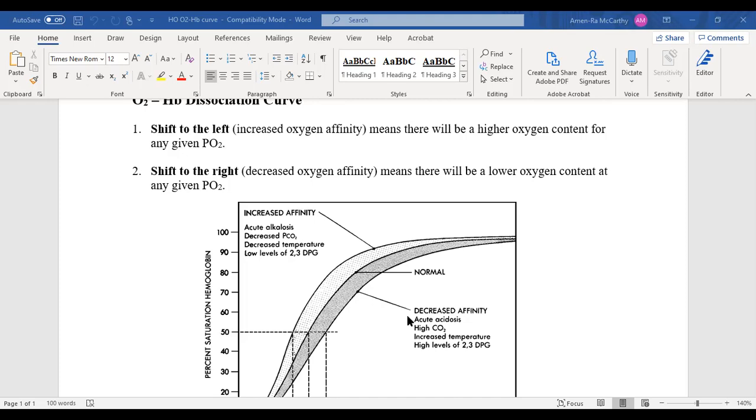It's in your lecture. We talked about it in the PowerPoint. Bicarb is 22 to 26.